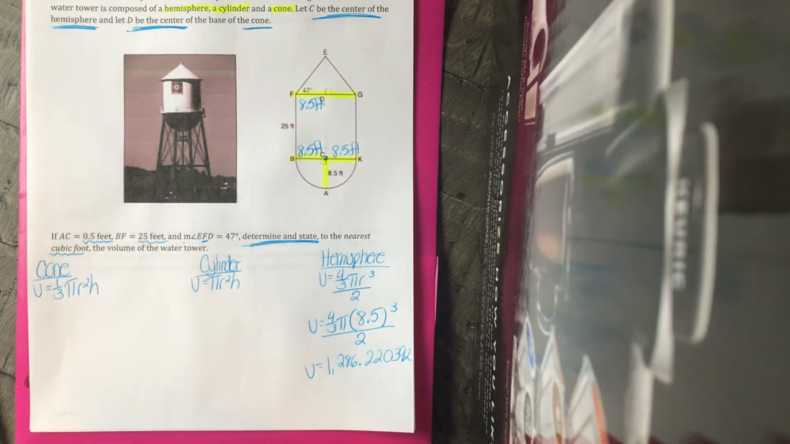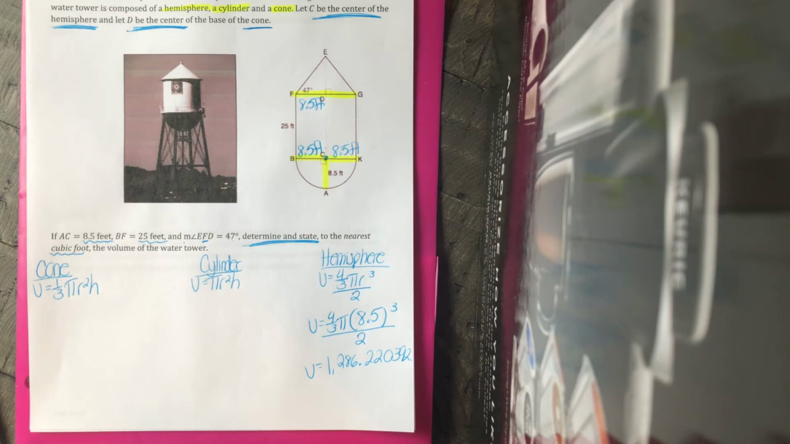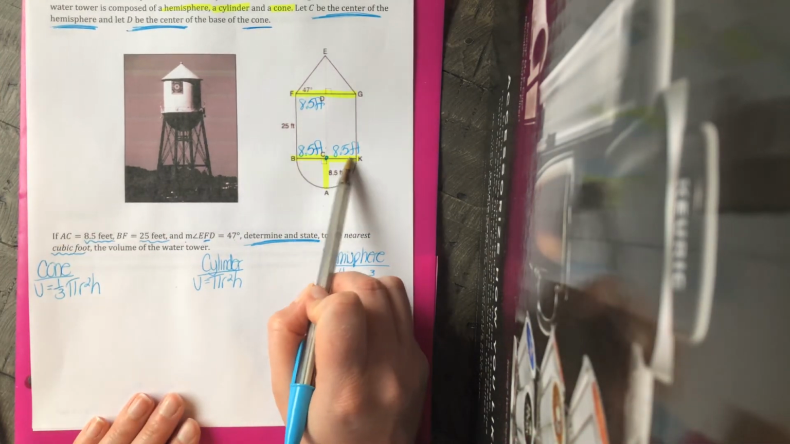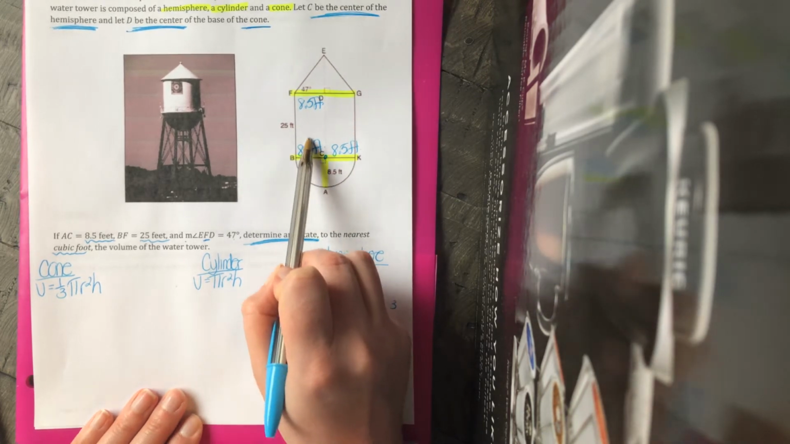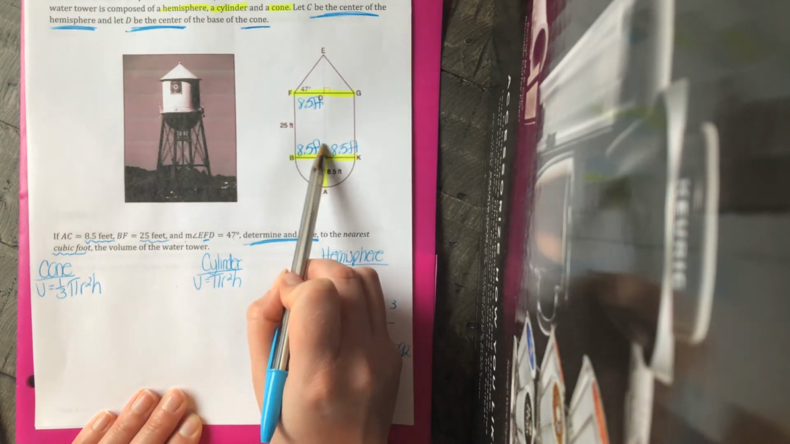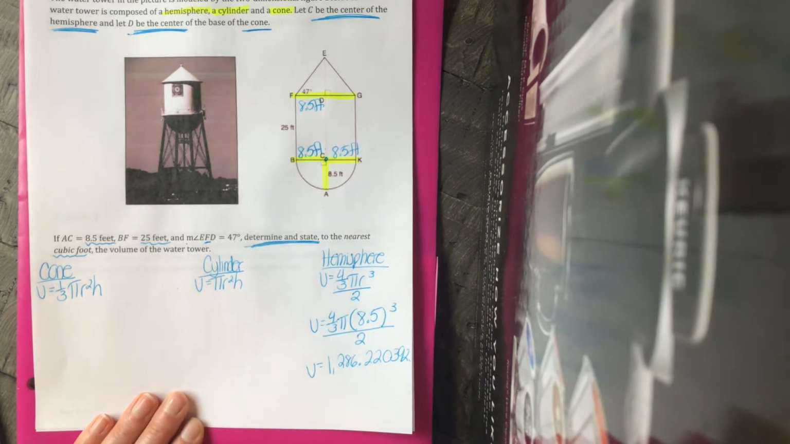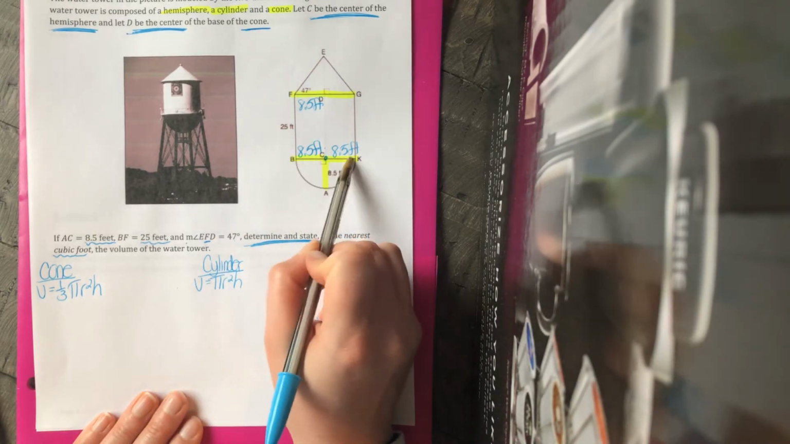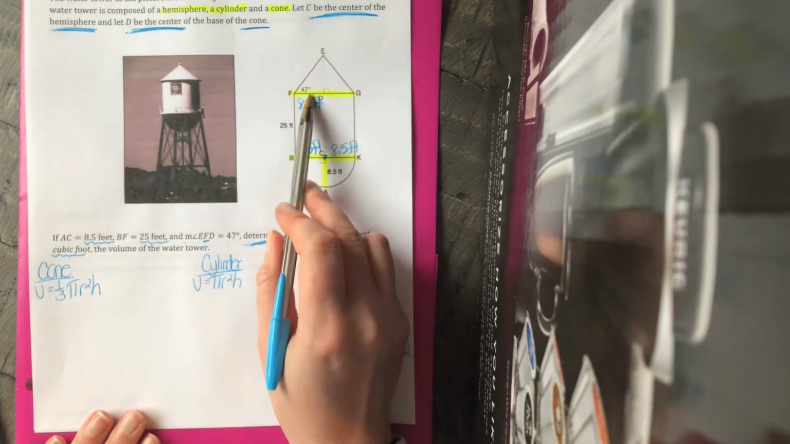The only reason I'm allowed to do that is because this middle shape here is a cylinder. So I know in a cylinder, it's the same diameter or the same radius all the way through. So if this is 8.5, this has to be 8.5. Just like a can of soup or a can of soda, it's got to be the same circle all the way through. All right, so I know these have to match.